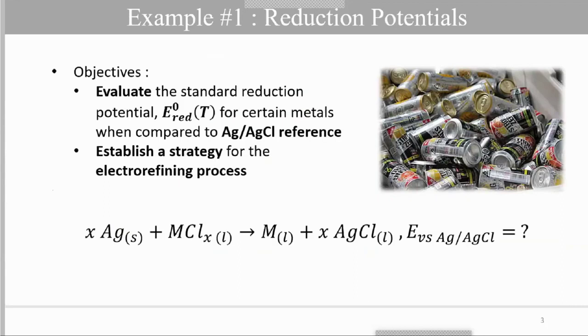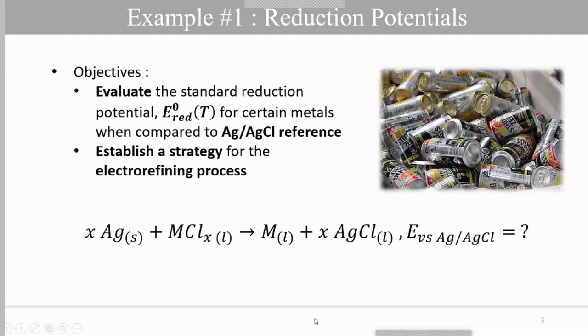So for the first example, for the calculation of reduction potential, the objective of this example is to evaluate the standard reduction potential as a function of temperature for certain metals when compared to a reference. This will allow us to establish a strategy for the electro-refining process, since we're going to have an idea of which metal can be reduced first or oxidized first.